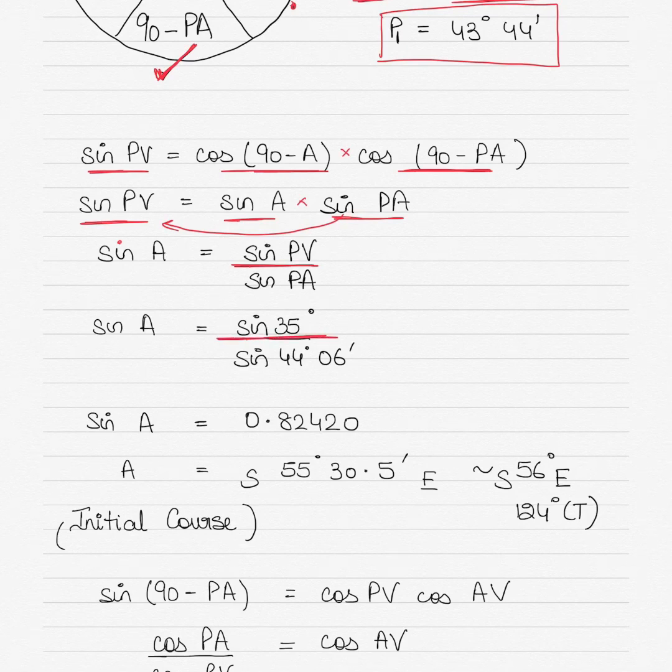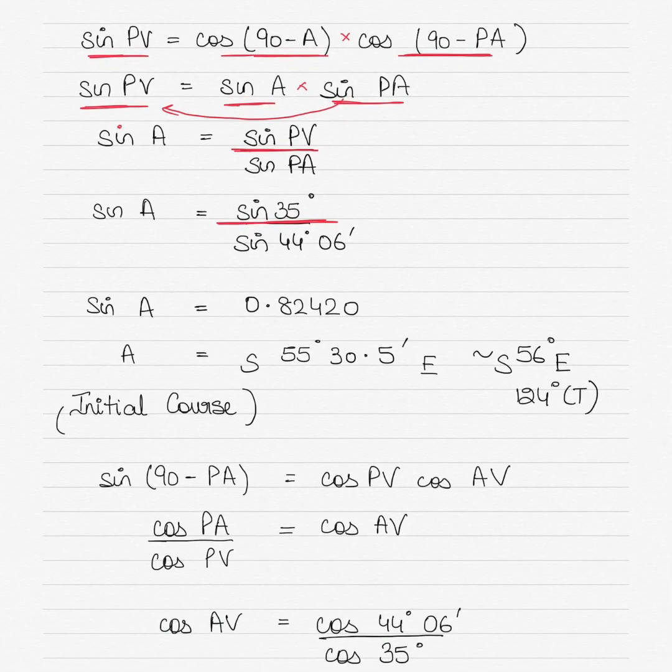Put in the values of PV and PA. You get sine A equals 0.82420. Make sure your values match with mine. In this case, A equals 55 degrees 30.5 minutes, or you can round it off to 56 degrees. But you can see I have named it southeast. Now how have I done that? If you look at the figure, this is how the vessel is proceeding, right?